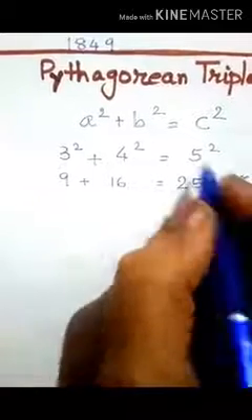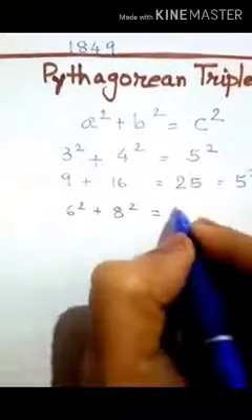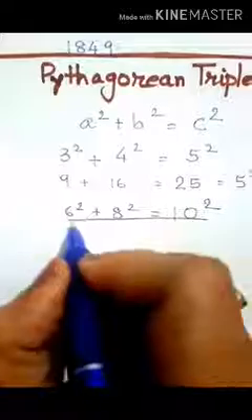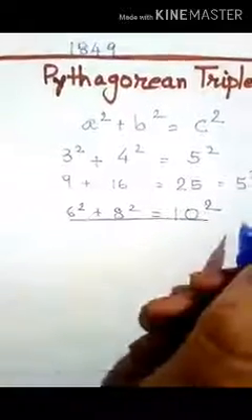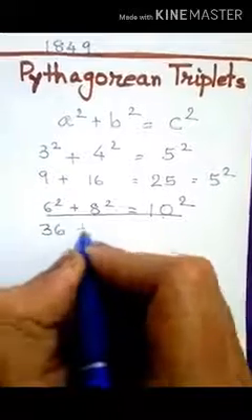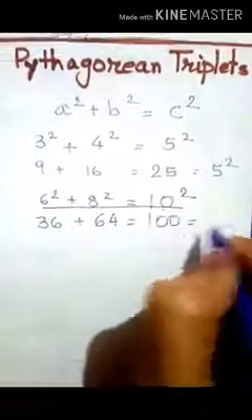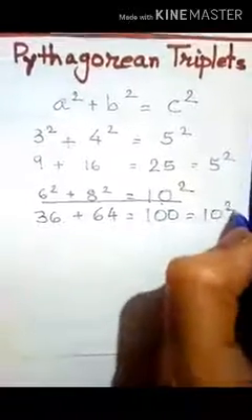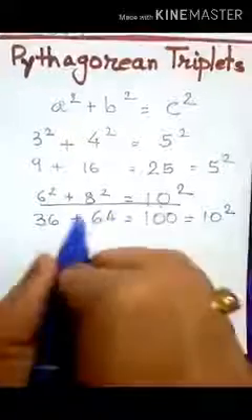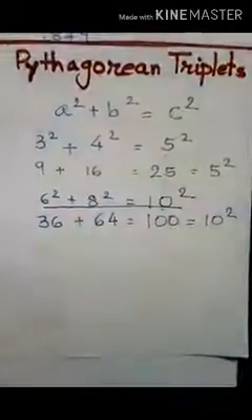There is another set of numbers, 6 square plus 8 square gives me 10 square. This is another set of numbers. So 6, 8 and 10 are called Pythagorean triplets. 6 square is 36, 8 square is 64. When you add these two, you get 100, and 100 is 10 square. So 6, 8 and 10 are Pythagorean triplets. Similarly, 3, 4 and 5 are Pythagorean triplets.